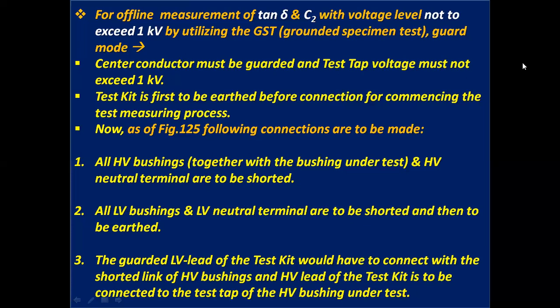All HB bushings together with the bushing under test and HB neutral terminal are to be shorted. All LB bushings and LB neutral terminal are to be shorted and then to be earthed. The guarded LV lead of the test kit would have to connect with the shorted link of HB bushings, and HB lead of the test kit is to be connected to the test tap of the HB bushing under test.